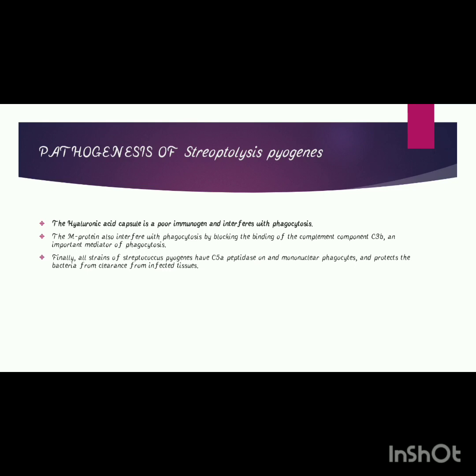Pathogenesis. The hyaluronic acid capsule is a poor immunogen and interferes with phagocytosis. The M protein also interferes with phagocytosis by blocking the binding of complement component C3b, an important mediator of phagocytosis. Finally, all strains of Streptococcus pyogenes have C5a peptidase, which protects the bacteria from clearance from the infected tissue.